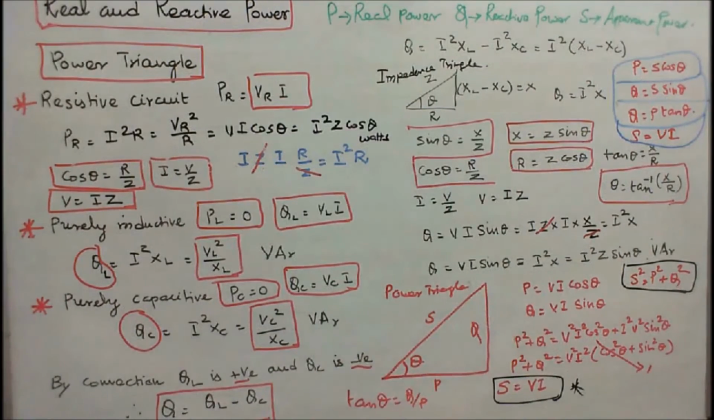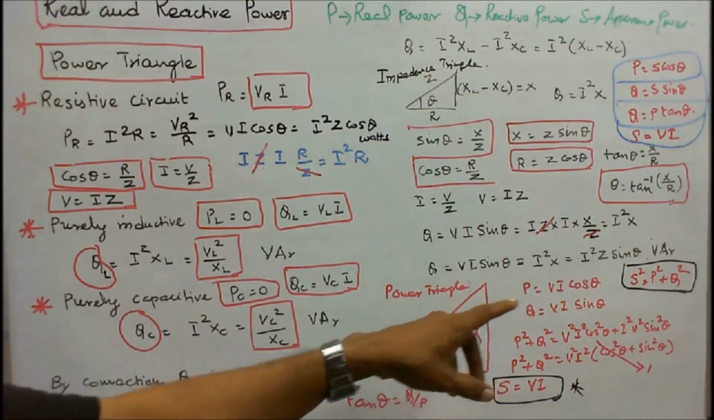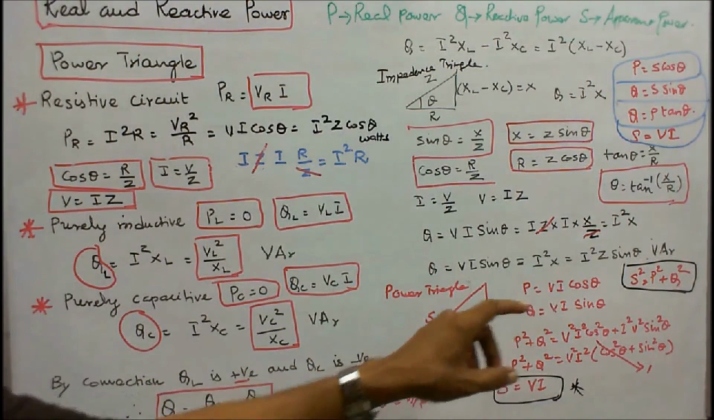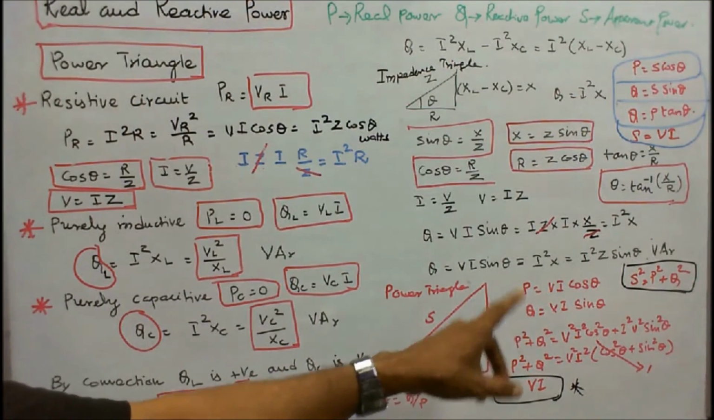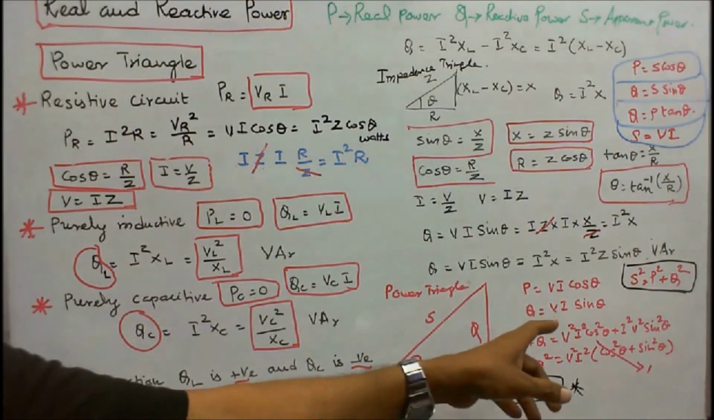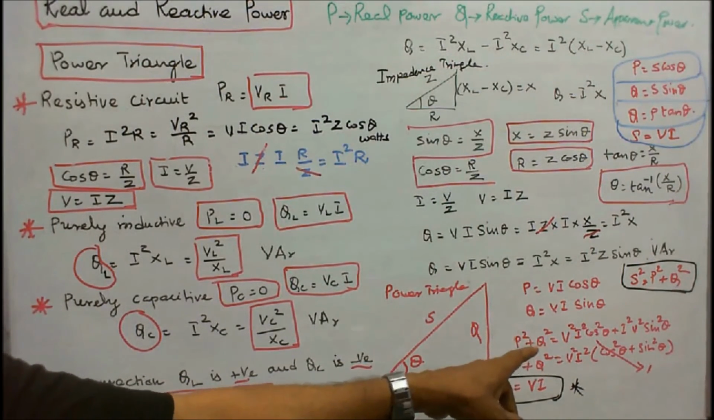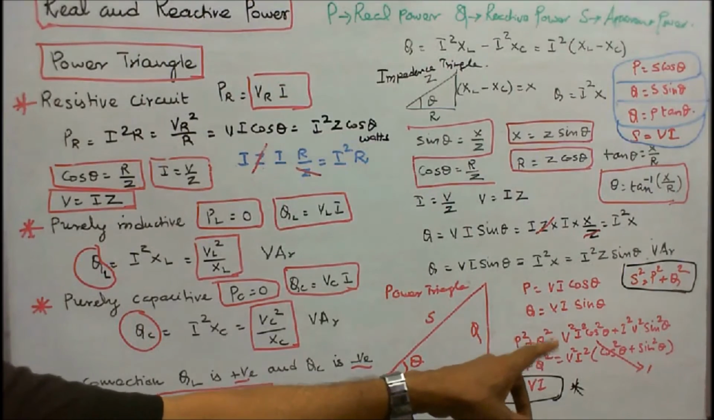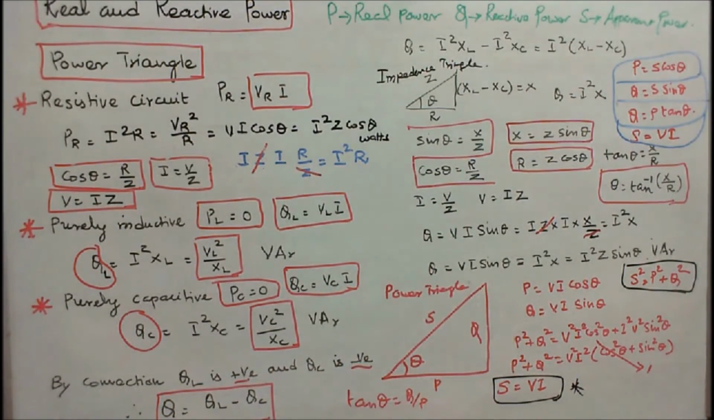S square is equal to P square plus Q square. Therefore, P is equal to VI cos theta, Q is equal to VI sin theta. P square plus Q square is equal to V square into I square into cos square theta plus I square into V square into sin square theta. P square plus Q square is equal to V square into I square into (cos square theta plus sin square theta). Cos square theta plus sin square theta is equal to 1. Therefore, P square plus Q square is equal to V square into I square. S is equal to V into I.